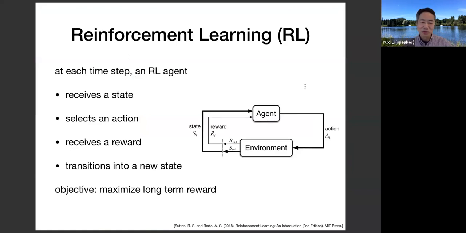Reinforcement learning, a very brief introduction. There is an agent, and the agent interacts with the environment. At some state, it takes some action, and it gets some reward from the environment, and it will transition to the next state. So it will iterate in these kinds of interactions with the environment, and the objective is to maximize some long-term rewards. This is a very general model, and many real-world applications can be modeled in this way.